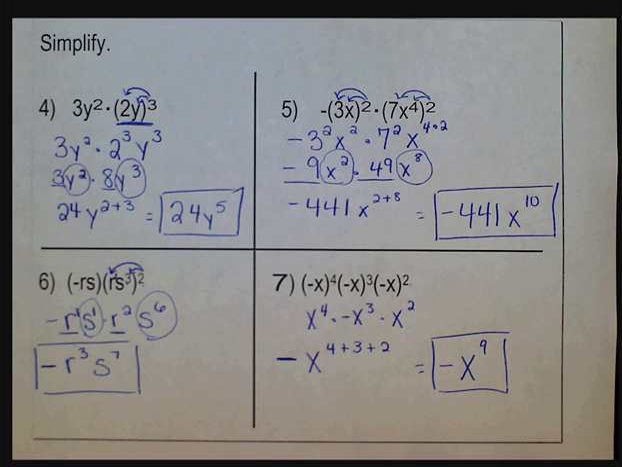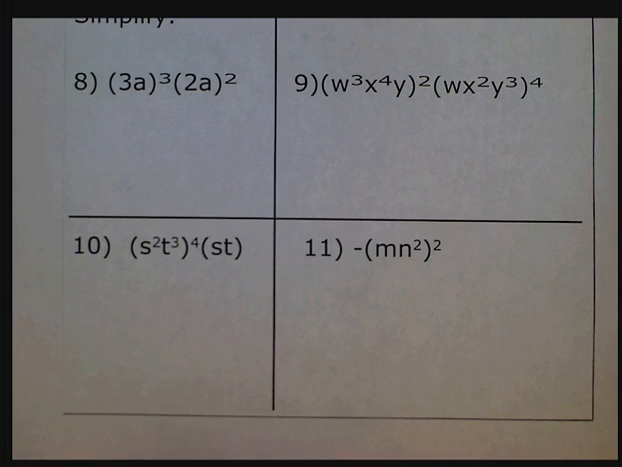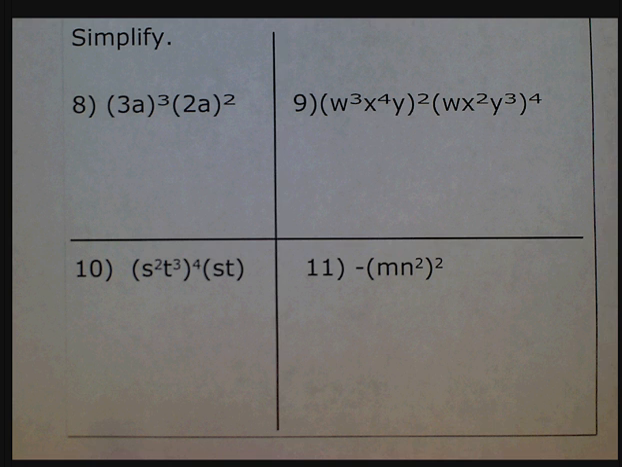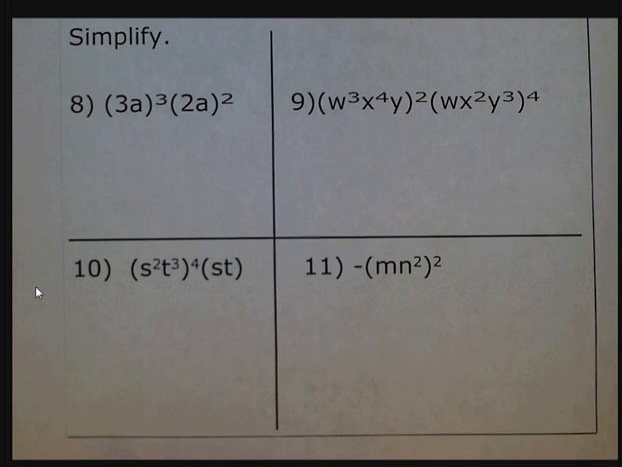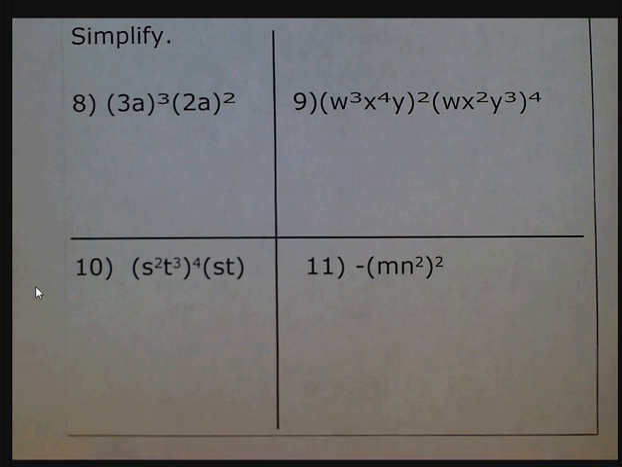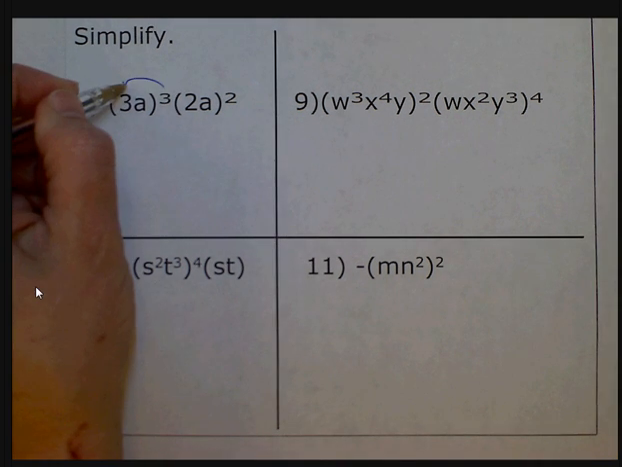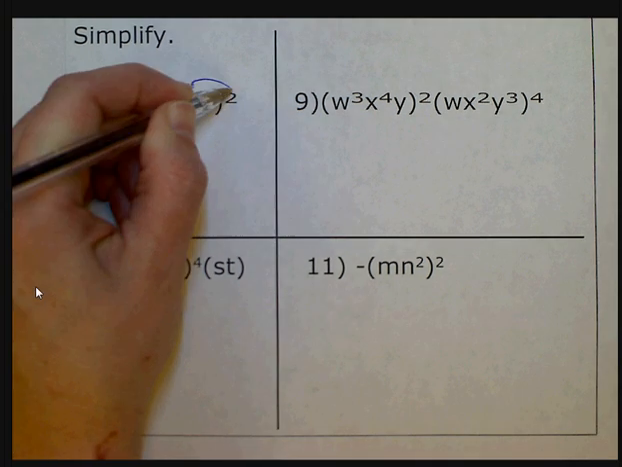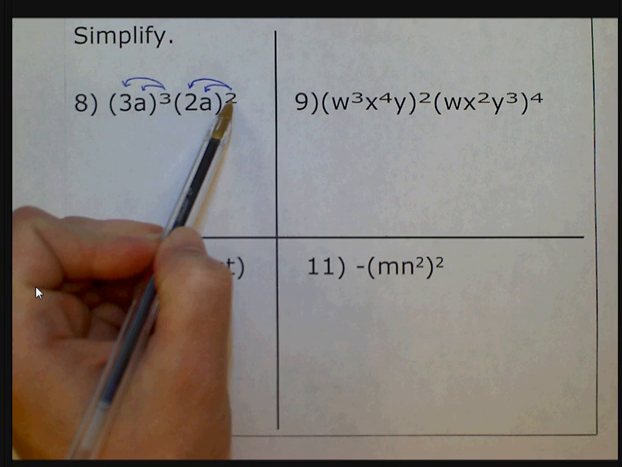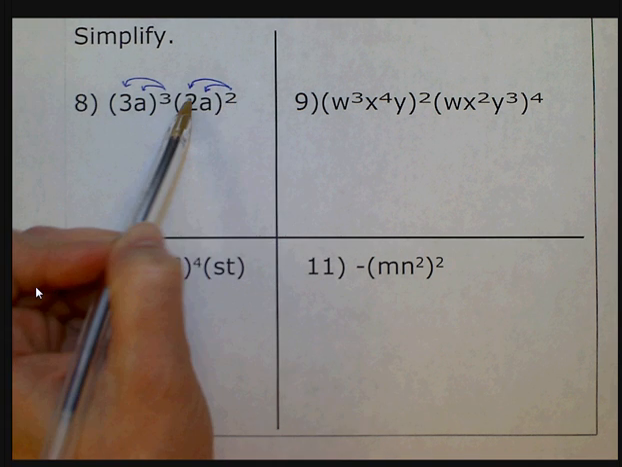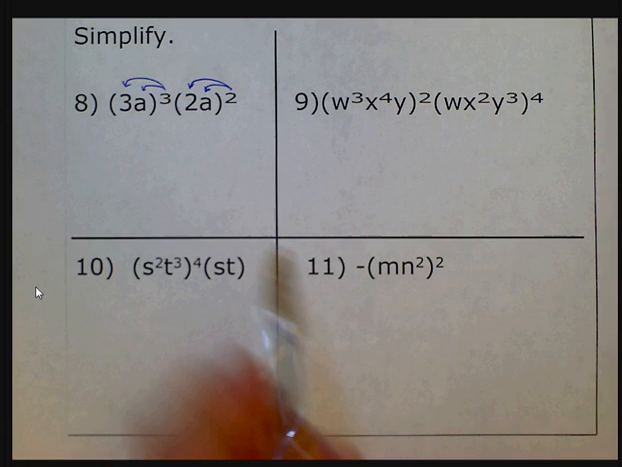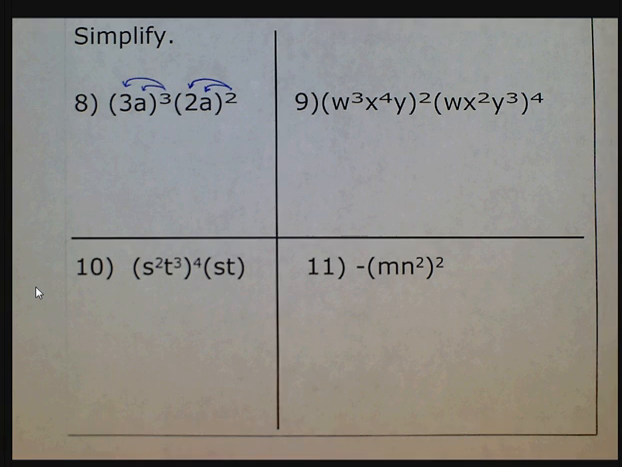All right, I have 4 more examples for you. So number 8 has 3a to the 3rd times 2a squared. So again, we'll use that product of a power rule, and we'll hand out the powers to everything inside the parentheses. Now notice this 2 only goes to the a and the 2 because the parenthesis stops here. It only goes to what's inside its set of parentheses.